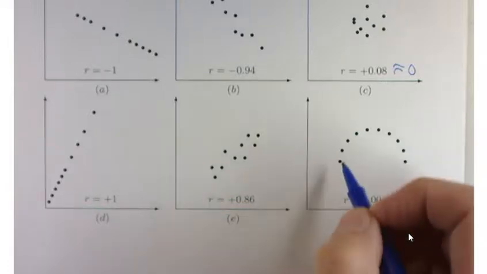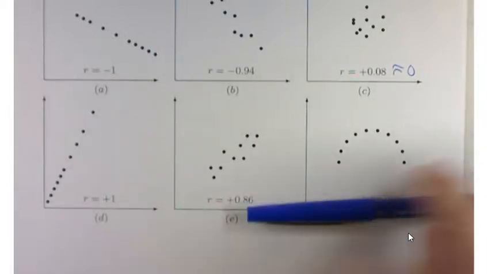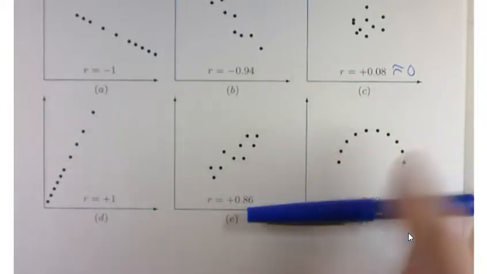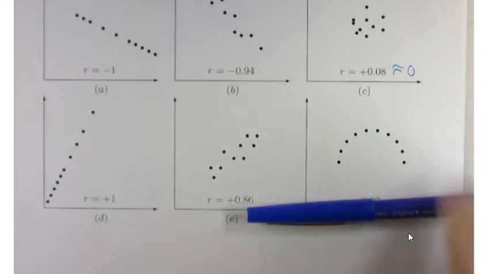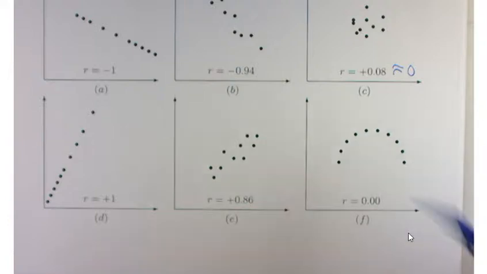But what about this last one here? Is there a nice relationship between x and y here? Yeah, there's definitely a relationship, right? But is it a linear relationship? Can it be represented with a line, just one line? No. And because of that, you've got an R value of 0.